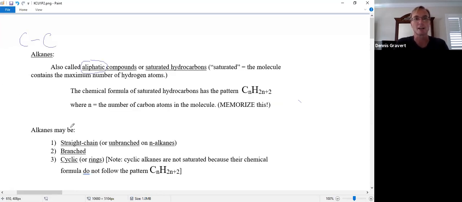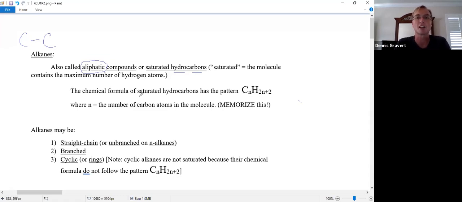You can also call the entire molecule with C's and H's singly bonded, just the whole molecule, an alkane. You can also call them saturated hydrocarbons, right? Hydrocarbons is a good name: molecules with just hydrogen and carbon. And if they're saturated, then these molecules contain the maximum number of hydrogen atoms. So if you think of an alkene, a carbon-carbon double bond, ooh, okay, that's not an alkane. An alkene has a double bond in it, and it will also have fewer hydrogens than the corresponding alkane.